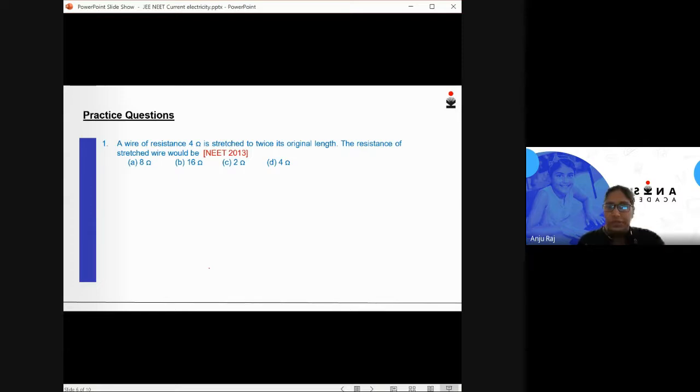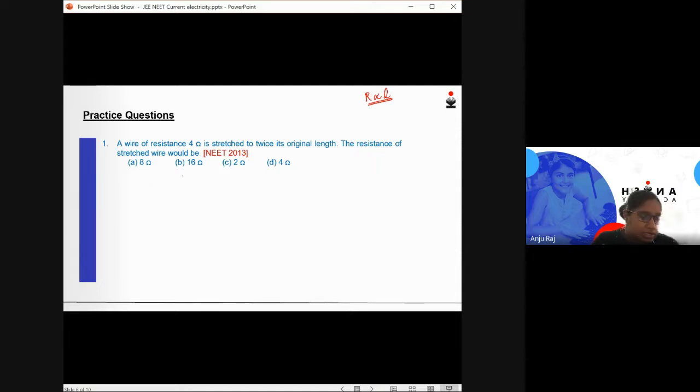So this is a NEET based question which was asked in 2013. A wire of resistance 4 ohm is stretched to twice its original length. The resistance of the stretched wire would be? Okay, so you are having one wire and its resistance is given as 4 ohm. You are stretching it so that the length is becoming twice the original length. So when the length changes, obviously the resistance will change, because we studied just now that resistance is directly proportional to the length. They are dependent on each other.